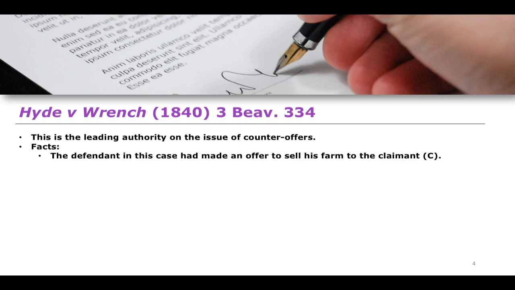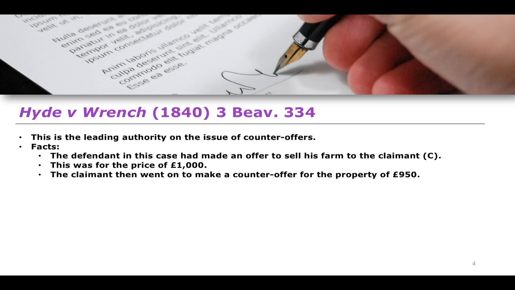Now, in this case, the defendant had made an offer to sell his farm to the claimant. So D makes an offer to sell a farm to C. This was for the price of £1,000, which in today's money is a lot more than £1,000. In reality, if we were to sell a farm for £1,000 today, that would be a particularly good deal that you could get. But in 1840, £1,000 was a lot more money than it is now, and so the selling of a farm for that is seemingly reasonable. So this is the original offer. This is the offer that is made. The defendant has said, I'm going to offer you this farm for £1,000, and the claimant then responds.